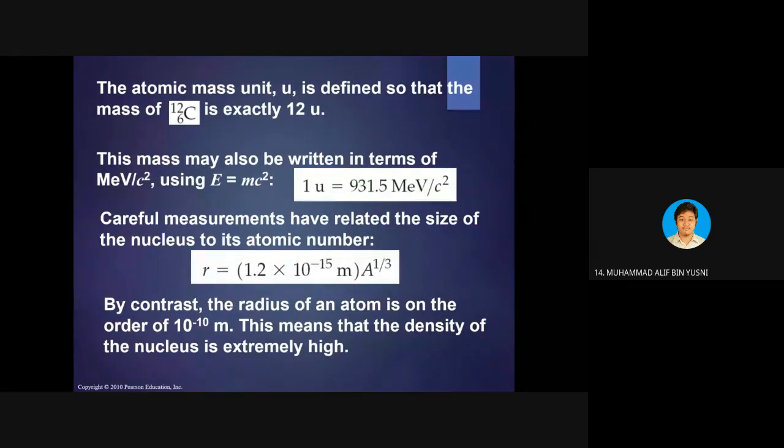And then careful measurement relates the size of the nucleus to its mass number: R equals 1.2 times 10 to the negative 15 meter times A to the power of 1 over 3. By contrast, the radius R of an atom is on the order of 10 to the negative 10 meter. This means that the density of the nucleus is extremely high.